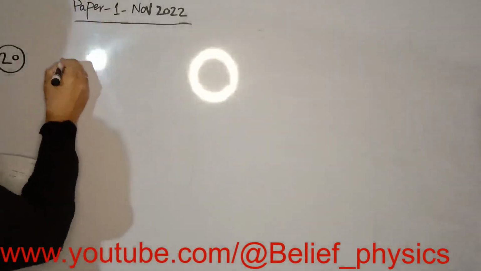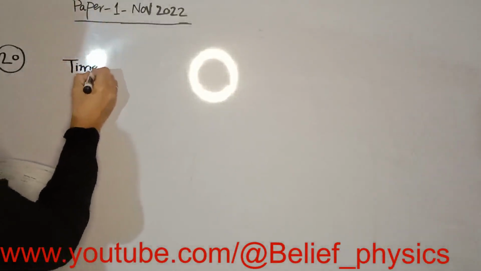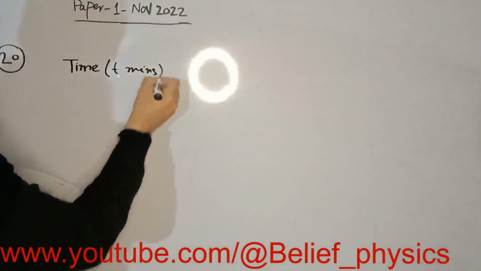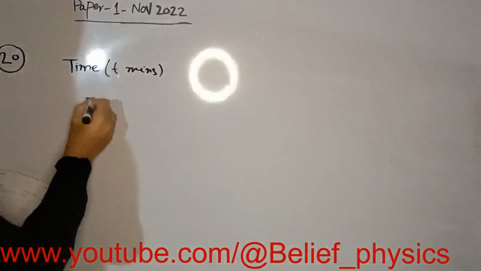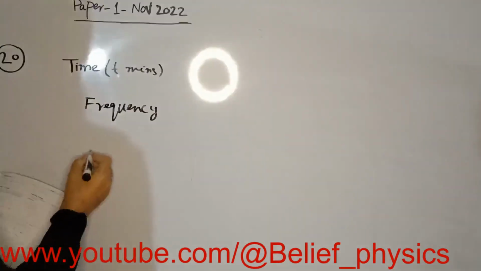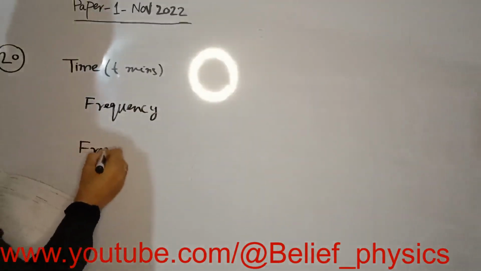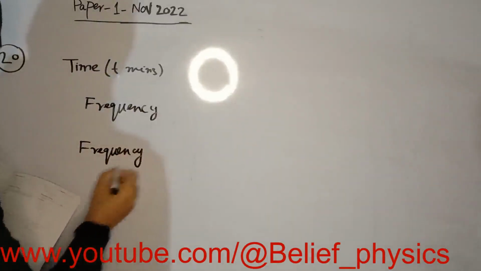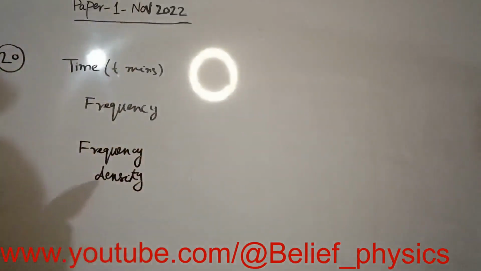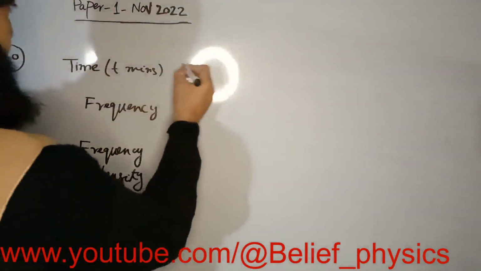In the question there is a table given, and the table has data as I am writing here. First row is for time, and that time t is in minutes. Then second row is for frequency. This table is given, and then frequency density. We should know that frequency density is equal to frequency divided by the width of the interval.